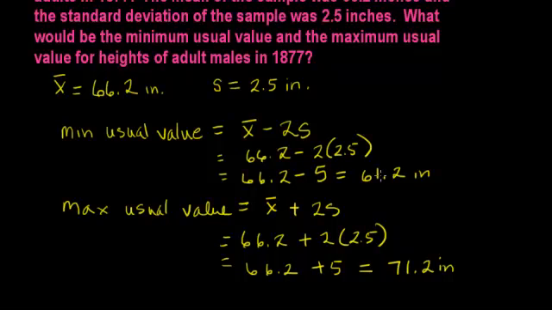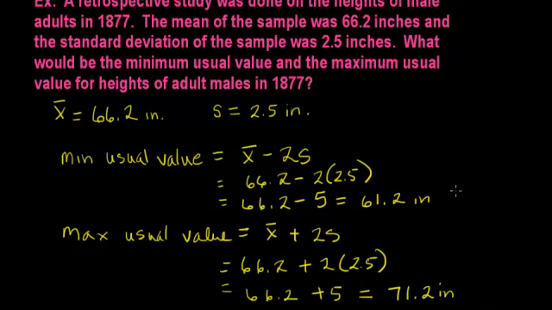That's 5'3". Would that be unusual? Well, now we can answer that question. 63 falls between the min usual and the max usual, so that is a usual value. It would not have been unusual for a male to have been 63 inches because that's within our usual range. Would it have been unusual for a male in 1877 to have been 72 inches tall, which is 6 feet? Yes, that would have been unusual, because 72 inches is above our maximum usual value. So that's how this calculation can be useful to us in talking about data sets.